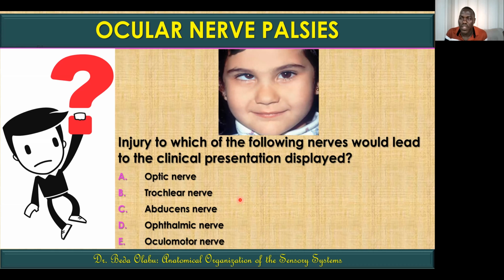Okay, Rosemary, what are you saying? Abduction and depression. Yes, I agree with you. It has lost abduction and depression. And I hope all of you are seeing that. You see, the eye is elevated because you've lost depression. The eye is adducted because you've lost abduction. So then you ask yourself, which single muscle does that? Which muscle could that be? Anyone?